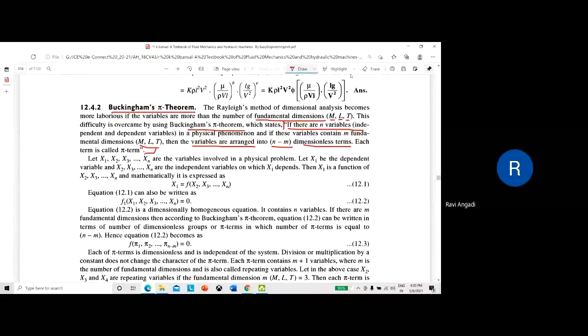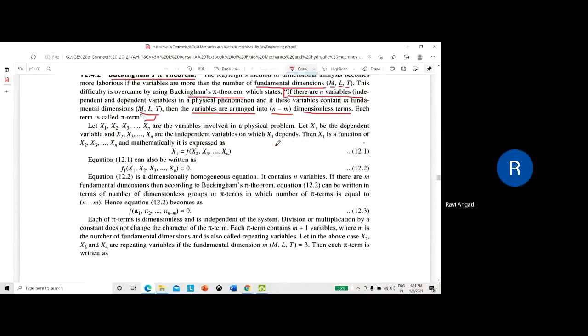You write the statement. If there are n variables, independent and dependent variables together, in a physical phenomenon, and if these variables contain m fundamental dimensions, M, L, T, then the variables are arranged into n minus m dimensionless terms. Each term is called a pi term. This is the statement of Buckingham. The entire problem depends on this statement.